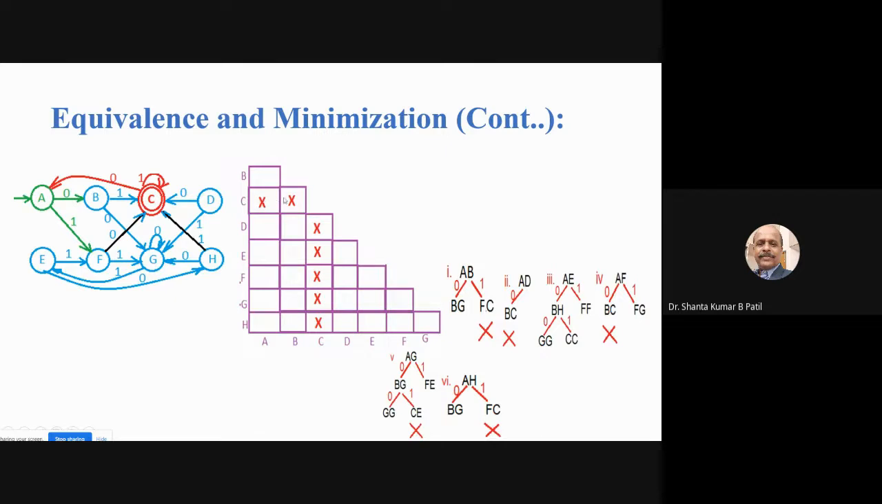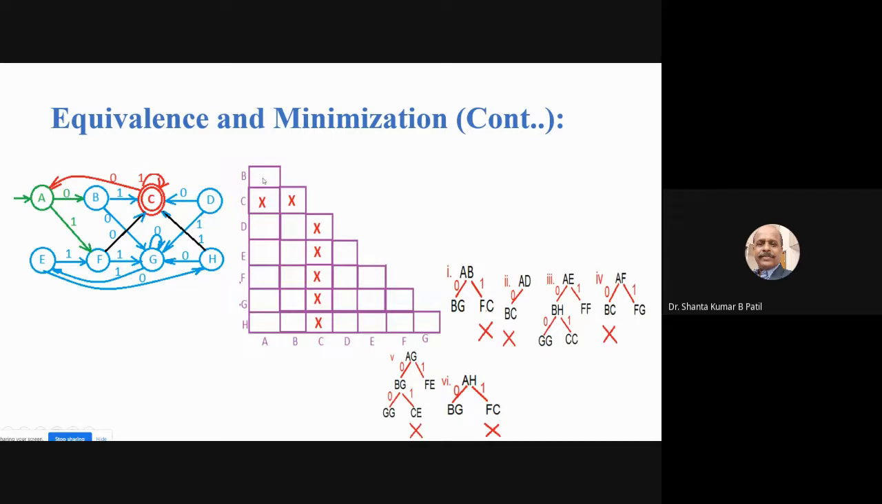How do you mark the cross mark? Locate the final state, because it is different compared to all other states. It is a final state and all other states are non-final states. So locate the C. C with the A, it is a cross mark. C with the B, it is a cross mark. Locate C even horizontally. C with the H, cross mark. C with the G, cross mark. C with the F, cross mark. Like that, C with the D is also a cross mark.